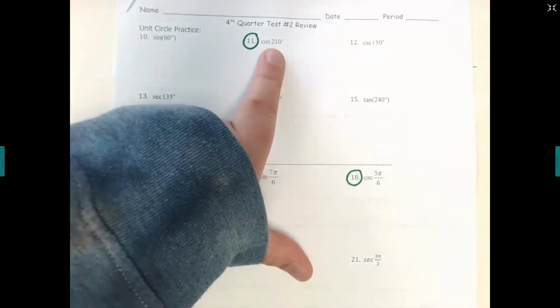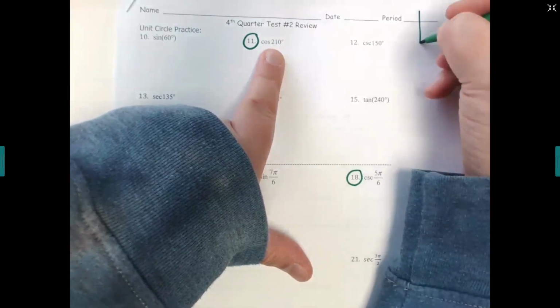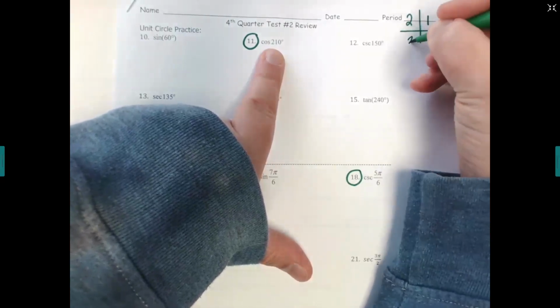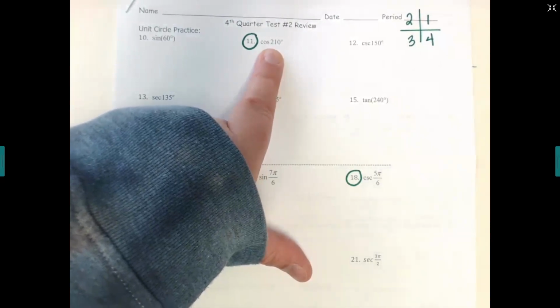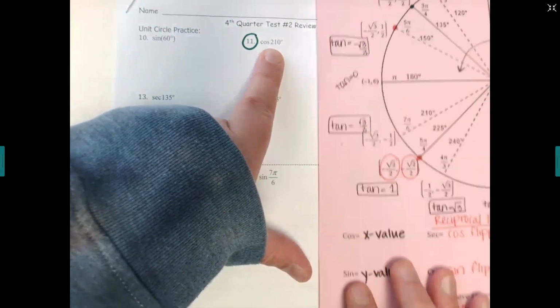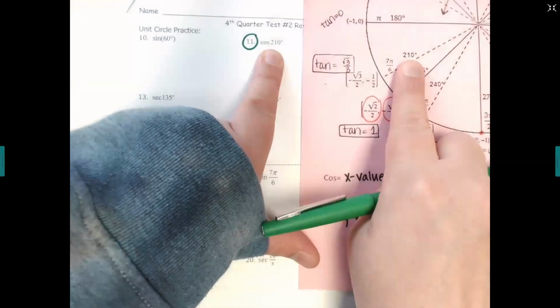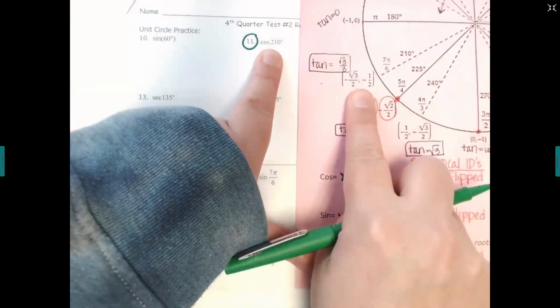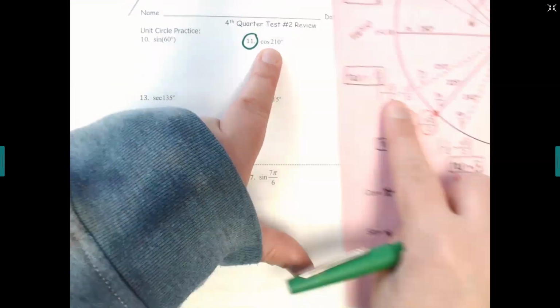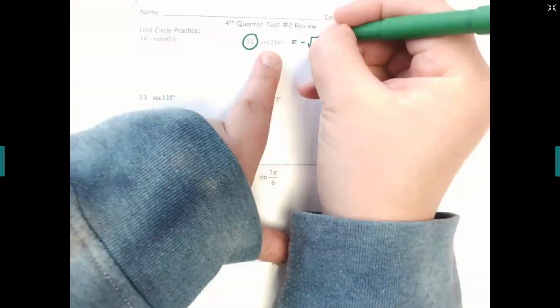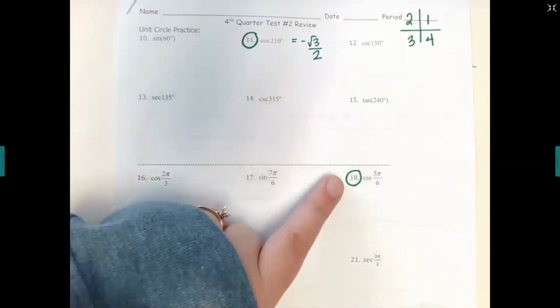Number 11 is a cosine. On your unit circle, find 210 degrees. What quadrant does that appear in? Remember, it goes like this. 1, 2, 3, 4. Where's 210? 3. And then do I want the X or the Y for that ordered pair at 210? Cosine is an X value, so my number would be negative √3/2. Okay, if you were asked for a sine, what would you be choosing? Not the X, but the Y. Very good.